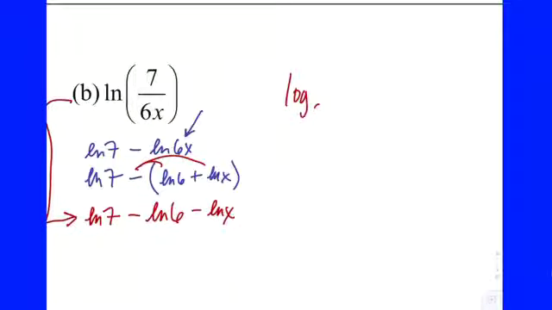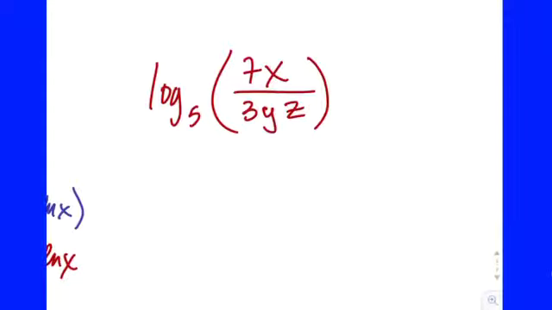What would log base 5 of 7x over, let's just do 3yz. I'll just throw more variables in there. Go ahead and expand that one out completely. It's log base 5, so it works pretty much the same way. Try to do it in one step.